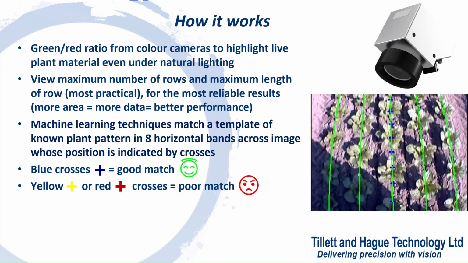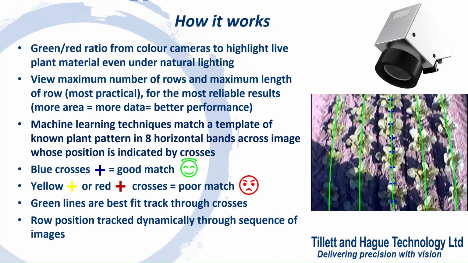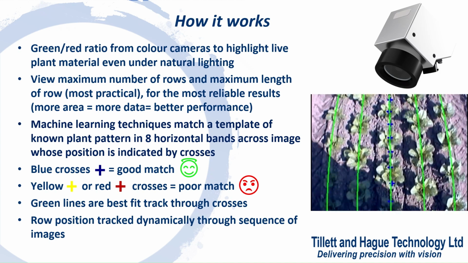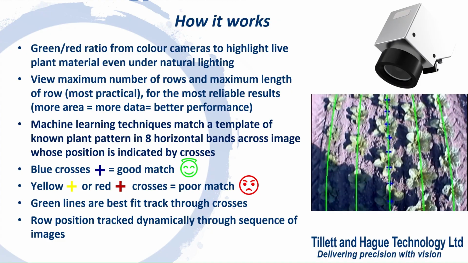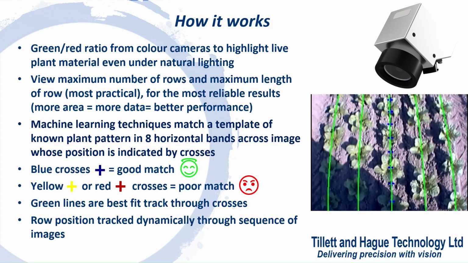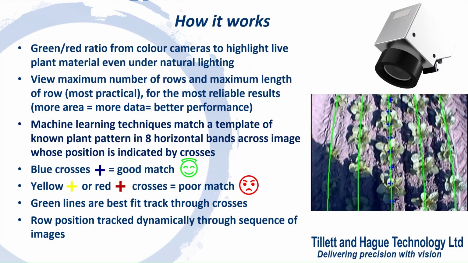The computer then draws a best fit line through those crosses in each video frame to get a best fit for the template. The computer combines these estimates of row position over sequences of images so that the rows can be dynamically tracked from frame to frame in a way that is robust to short periods of low quality data.